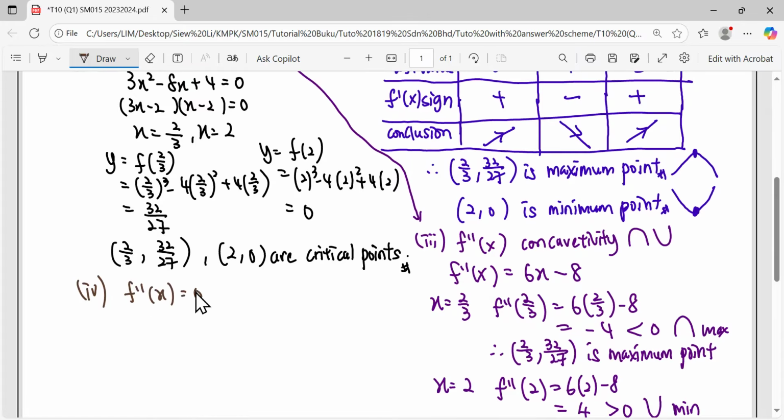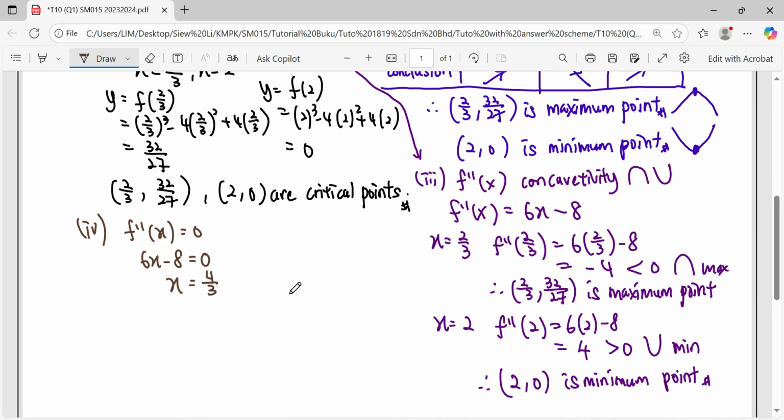So in order for us to find the inflection point, we can use the second derivative and let it equal 0. The second derivative, which we already differentiated, is 6x minus 8. We let it equal 0. So this gives x equals 4 over 3. When I have x equals 4 over 3, I find the y coordinate. For the y coordinate, we need to substitute into the original function.